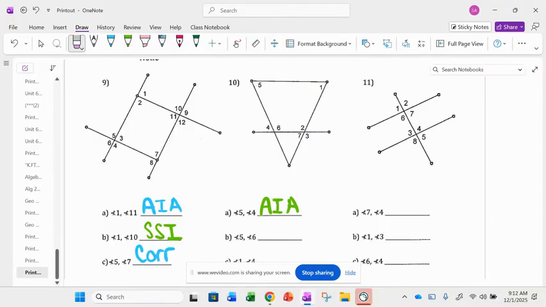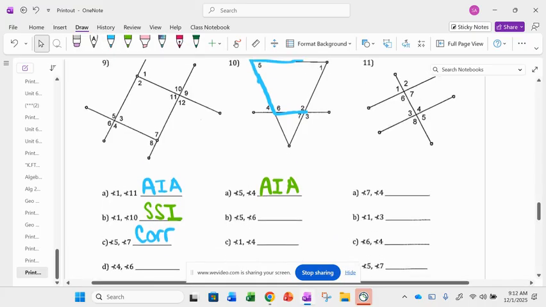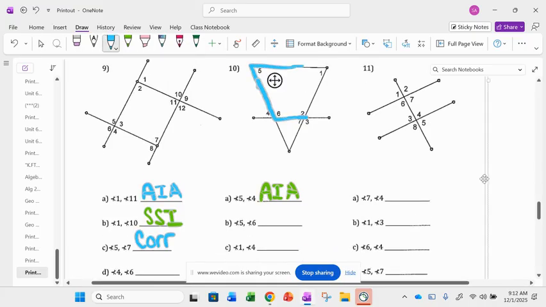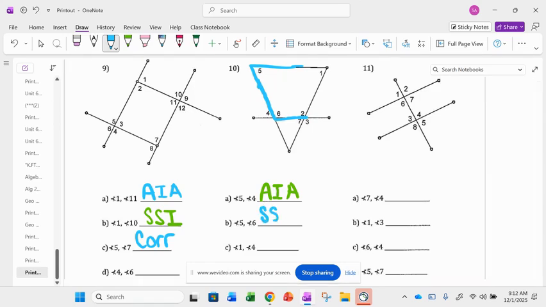All right, now they're saying 5 and 6. So I trace angle 5, and I trace angle 6, and I connect them. J, what letter did I just make here? A C. Which type of angle goes with the C? You got it. SSI.